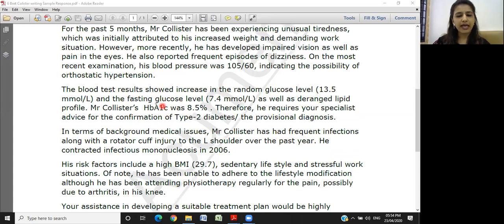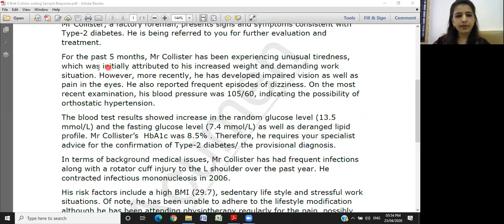Then here the blood test results, instead of saying that I ordered blood test, because the main reason is I'm not going date wise. If you go date wise, then probably you can write from here on the most recent examination. Instead of that, you can write the date here today.